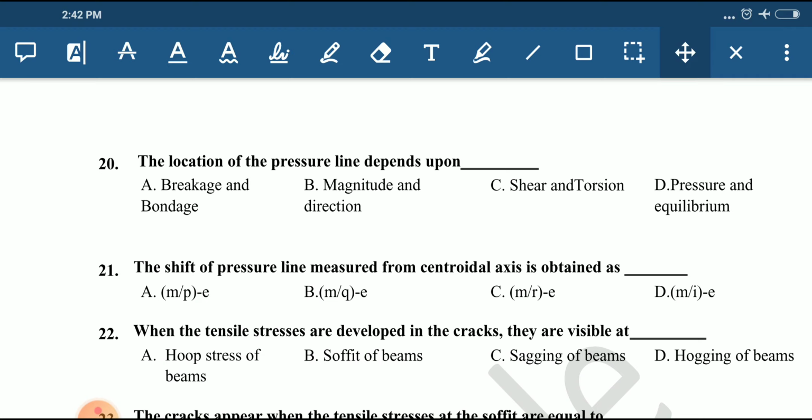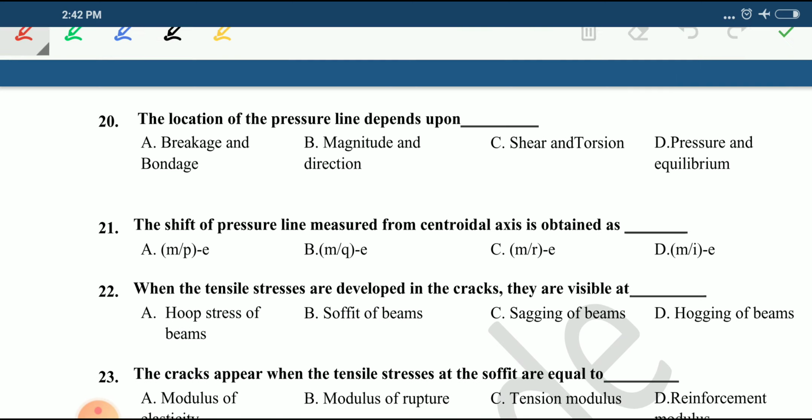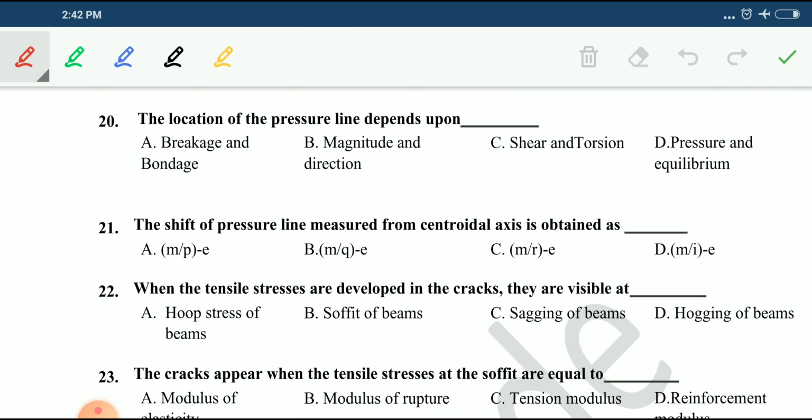Next one, the location of pressure line depends on breakage and bondage, magnitude and direction, or shear and torsion. No, this is not it, this is also no. The correct answer is magnitude and direction. The location of pressure line depends on the magnitude and direction.